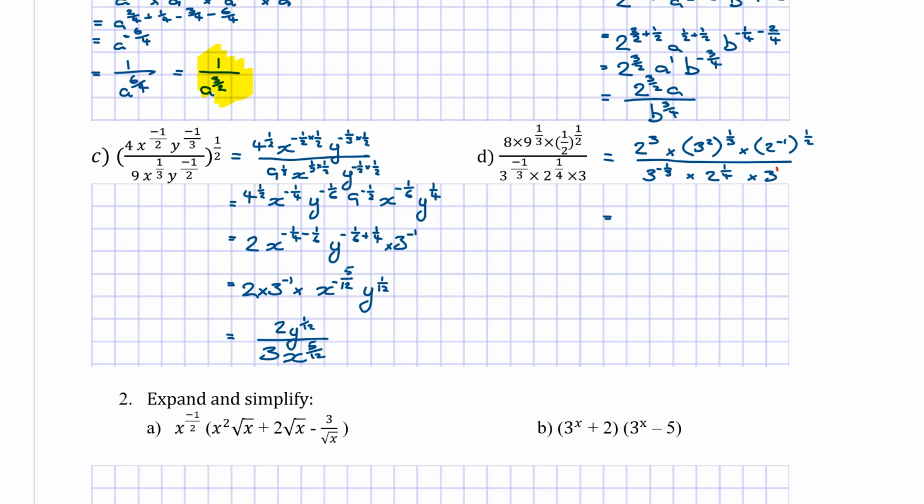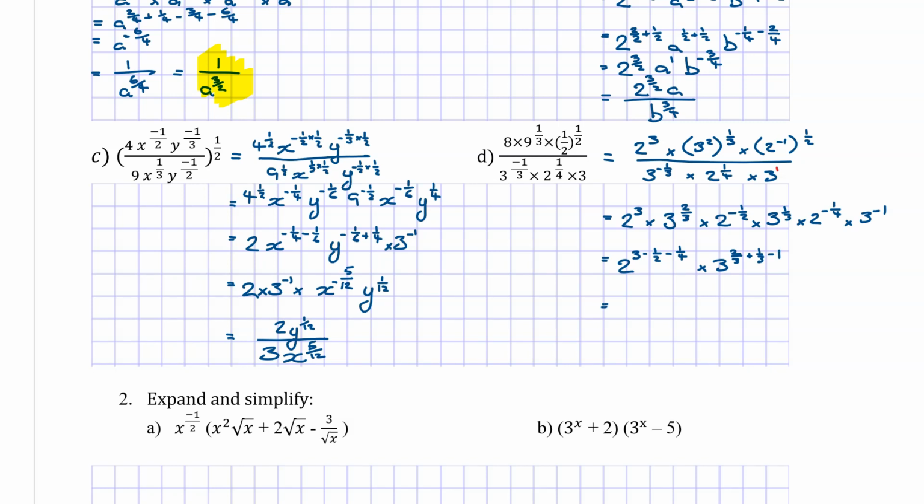Now writing everything on a single line, we're going to get 2 to the 3 times 3 to the 2/3 times 2 to the -1/2 times 3 to the 3rd times 2 to the -1/4 times 3 to the -1. Collecting like terms, we're going to get 2 to the 3rd minus a half minus a quarter times 3 to the 2/3 plus a third minus a 1.